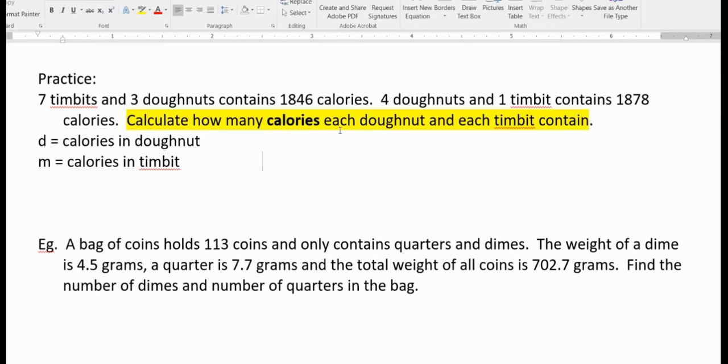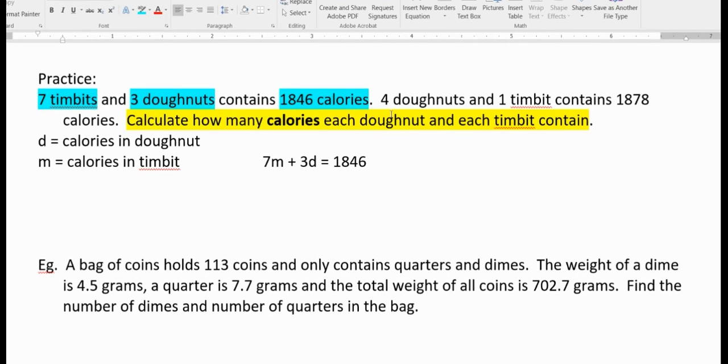Now for the equations. This one has 3 numbers in the first sentence, so that's going to be my first equation. Remember, it's M, not a T. There we go. 7 Timbits plus 3 donuts is 1,846 calories. Second sentence, again 3 numbers. 3 numbers are needed for an equation, so I'm going to put them together. This one goes in a different order, so I'm going to make sure that my M's start first. When I come to solving it, it's important that the M's and the D's are lined up together. There we go. 2 variables, 2 equations.